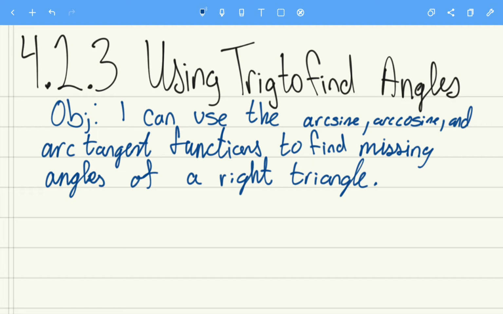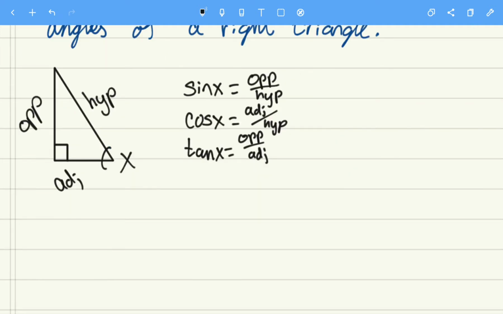Today we are going over Objective 4.2.3, the last of 3 lessons in Objective 4.2. We are going to be using trigonometry to find angles in our right triangles now. So the objective is that you can use the arc sine, arc cosine, and arc tangent functions to find the missing angles of a right triangle.